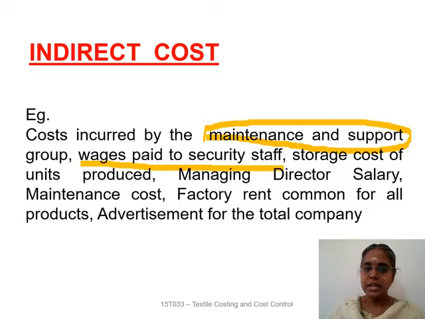Then wages paid to security. Security staff are going to work whether you produce 100 kgs or 200 kgs. There is no direct relationship with whether you produce or not. Security are going to be there, and you have to pay. So you cannot directly attribute it to that product. Then it is an indirect cost.